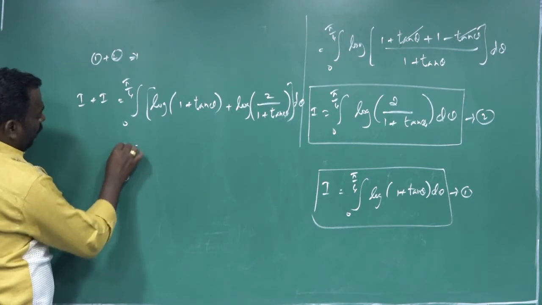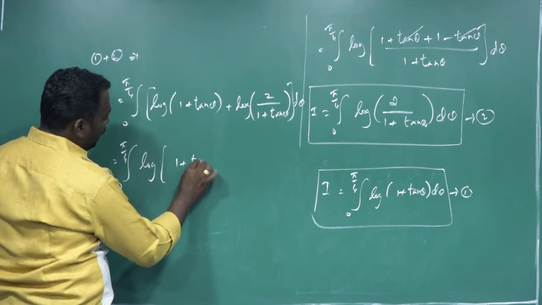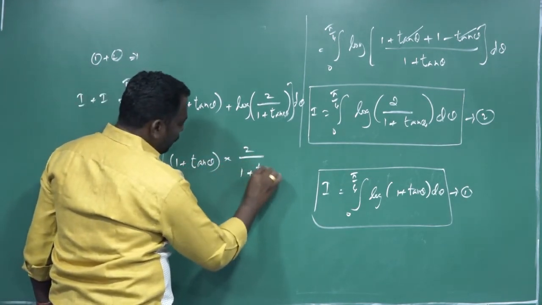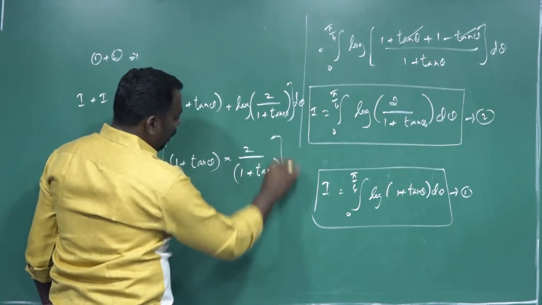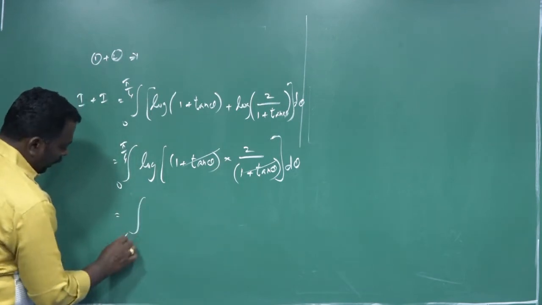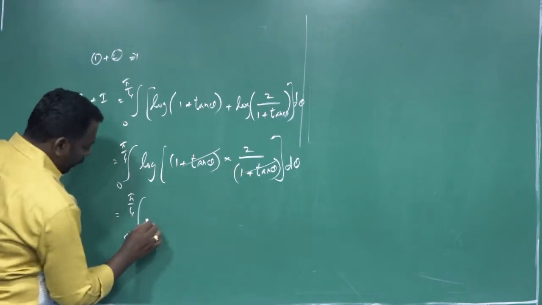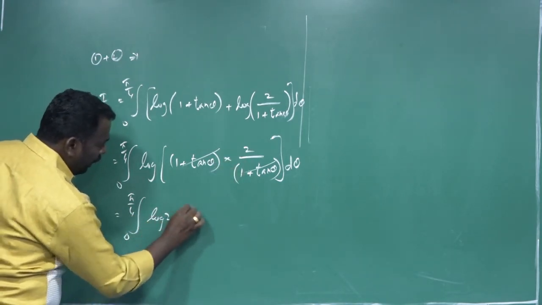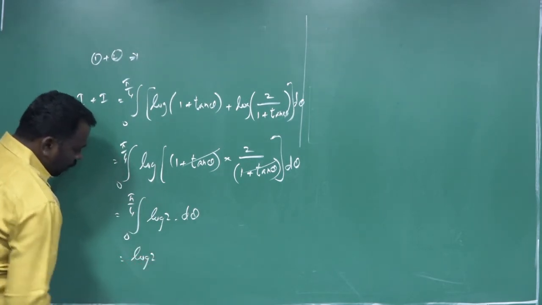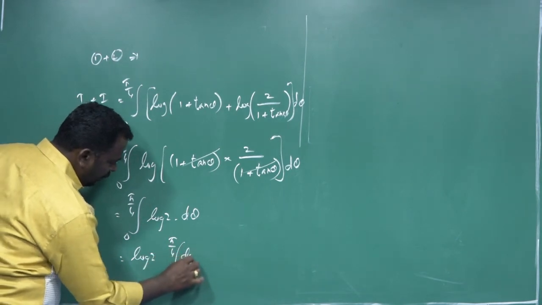That is equal to integral 0 to pi by 4 log of ((1 plus tan theta) into (2 by 1 plus tan theta)) d theta, which equals integral 0 to pi by 4 of log 2 d theta. Now keep log 2 outside, as it is a constant term, with integral 0 to pi by 4 of d theta.